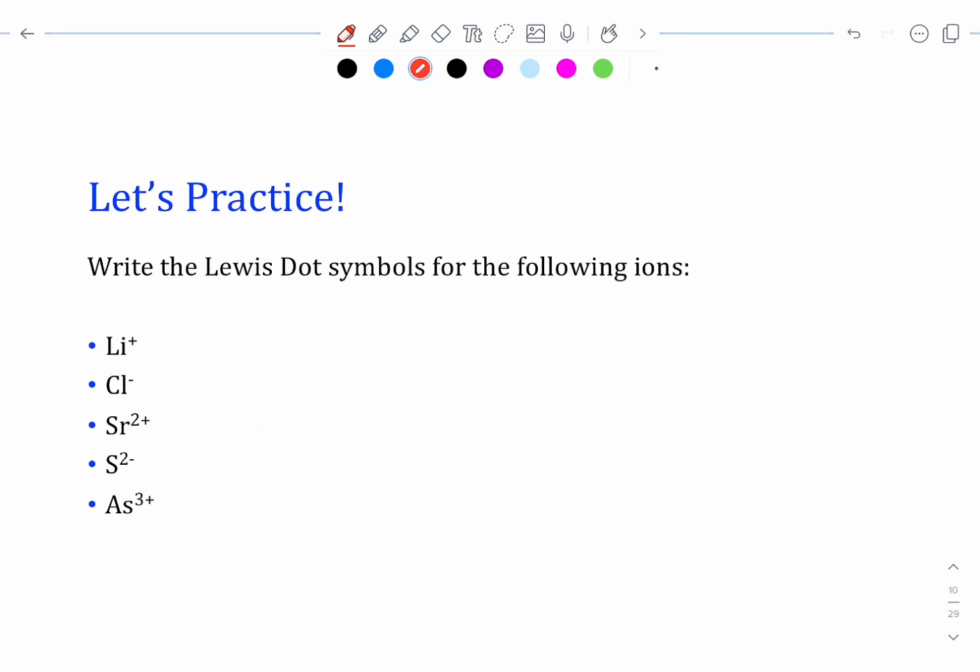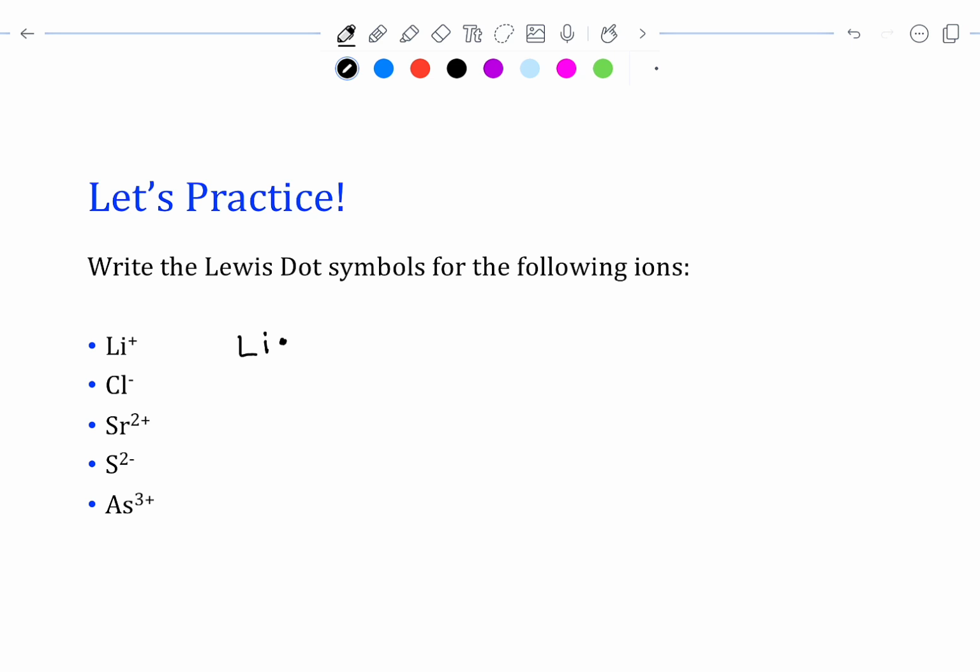So let's practice writing some Lewis dot symbols for the following ions. What I suggest doing is writing out the Lewis dot symbol for the neutral atom and then changing it to remove or add electrons accordingly. So let's start with lithium. Lithium is in group 1 on our periodic table, so it has 1 valence electron.